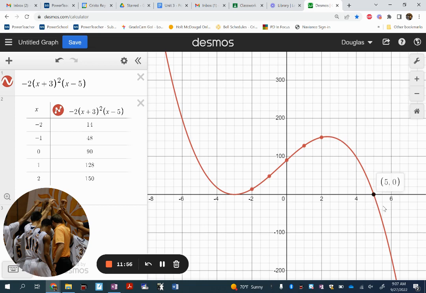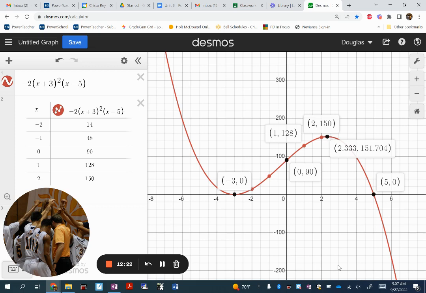So you can see our 5, 0. You can see our negative 3, 0. And our y-intercept of 0, 90. So we've already got those points. You see our end behavior, top left to bottom right. Looks like I got another point here. I've got 1, 128, 2, 150, and actually the local maximum here of 2.3 repeating, and then 151.704. Again, I'm not that concerned about this being exactly perfect, but just want to show you where I should start going down towards that other intercept.